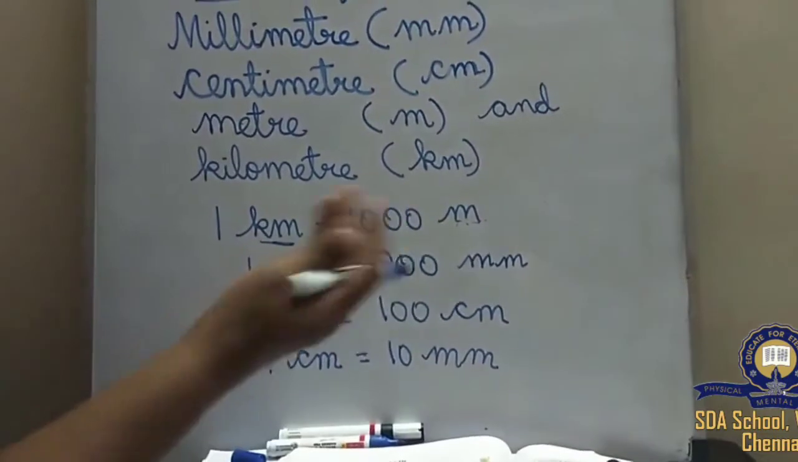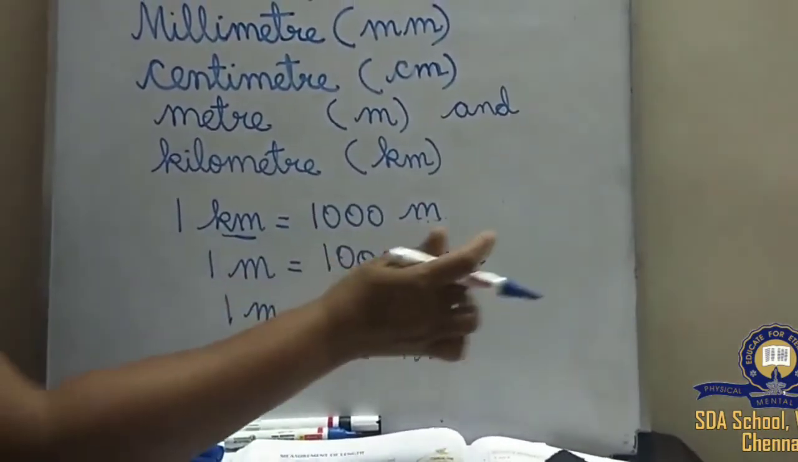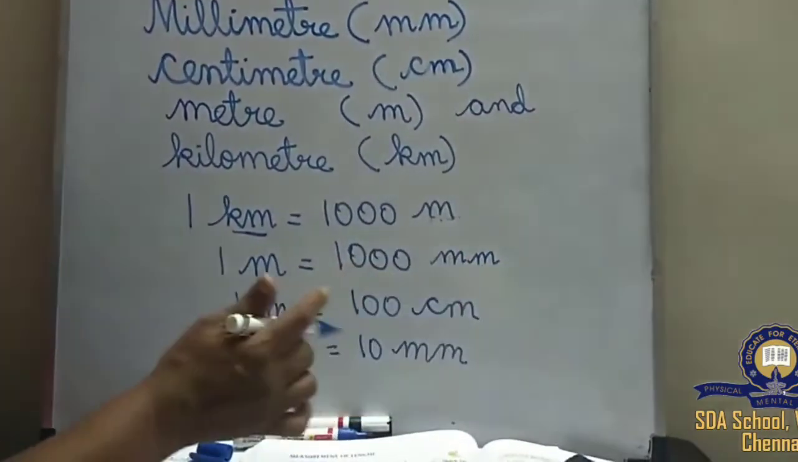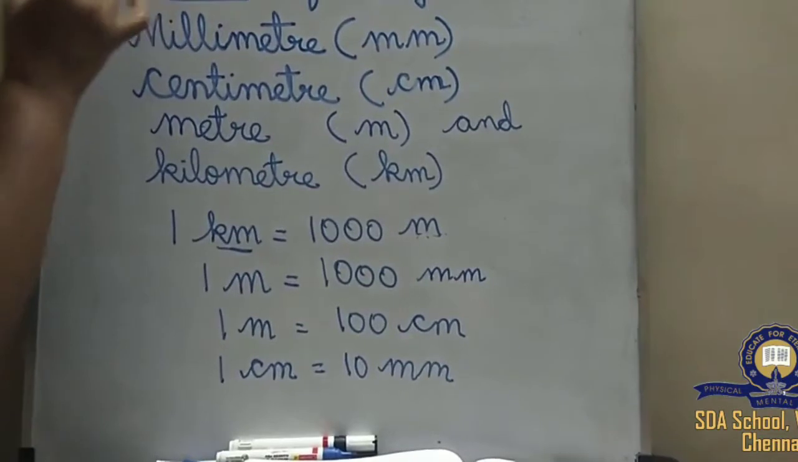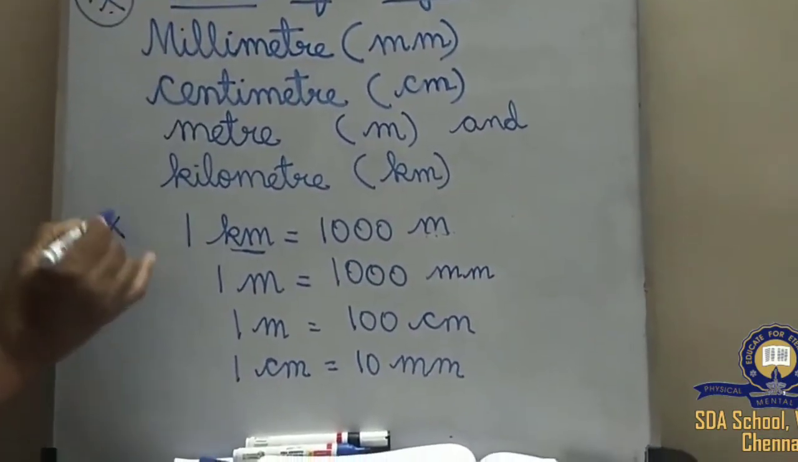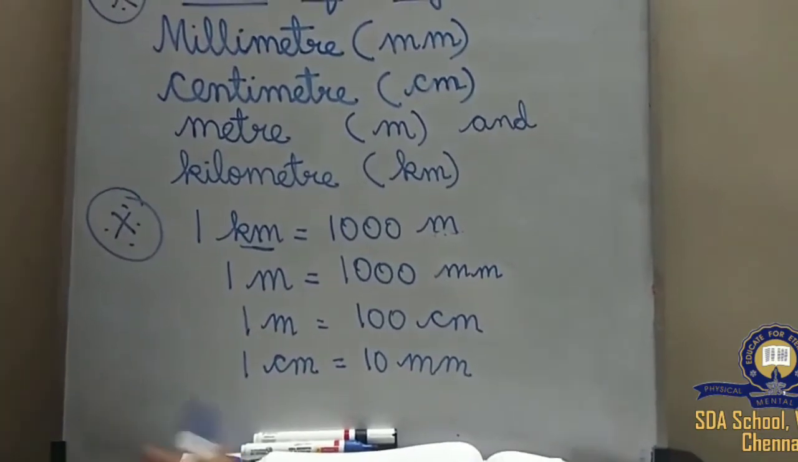Understood, children? Like this you can also write 1000 meter is equal to 1 kilometer, and 1000 millimeter is equal to 1 meter. This is very important. If you learn this, only then can you do the sums.